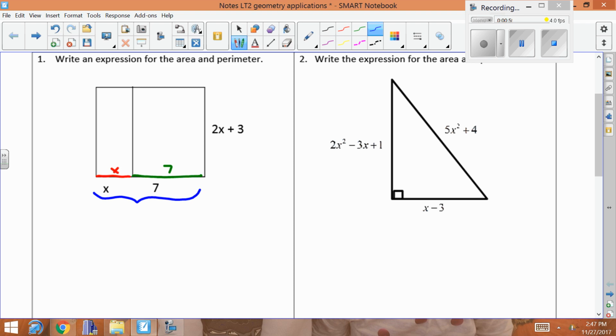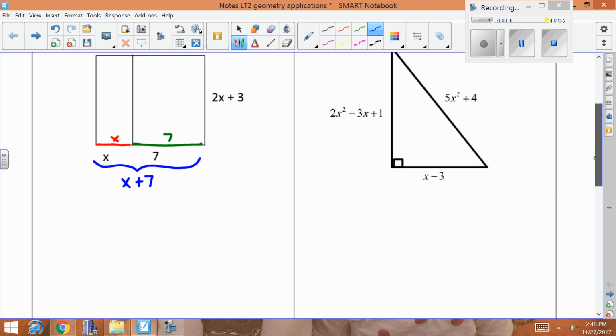Be careful, I tend to see a lot of people wanting to say 7 times x. But again, if the x was like 2, the whole side length would be 9, so you would just add them together. X isn't 2, we don't know what x is here. But here then that means that the whole side is x plus 7. So it doesn't matter again which one you want to find first. I'm going to go ahead and find the area first.